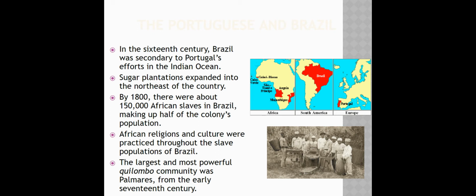In the 16th century, Brazil was secondary to Portugal's efforts in the Indian Ocean when it came to Indian Ocean trading. And as we read on, you'll see the importance that Indian Ocean trade would play in the role of the rise of European power and conquests. Sugar plantations expanded north into the northeast of the country.